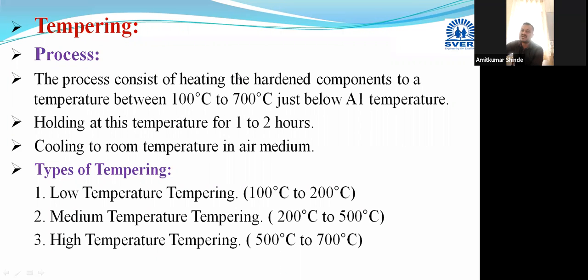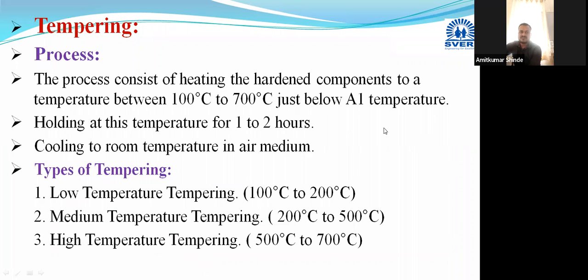It consists of a heating cycle, heating the component in the range of 100 to 700 degrees Celsius, just below the A1 temperature zone, holding there for 1 to 2 hours, and cooling the component slowly in air, to get improved ductility and toughness by eliminating retained austenite and internal stresses. Tempering is conducted depending on the transformations occurring and the temperature zone used. Tempering is classified into low temperature tempering, medium temperature tempering, and high temperature tempering.